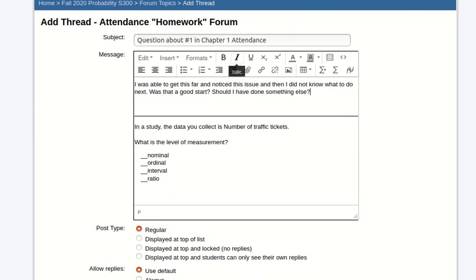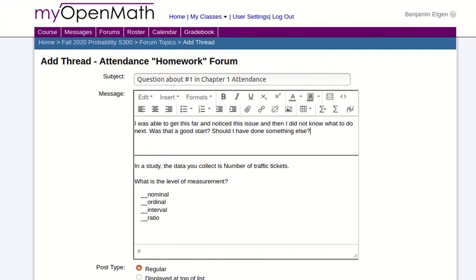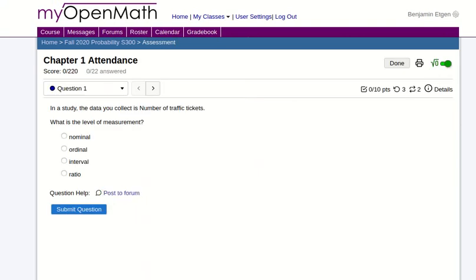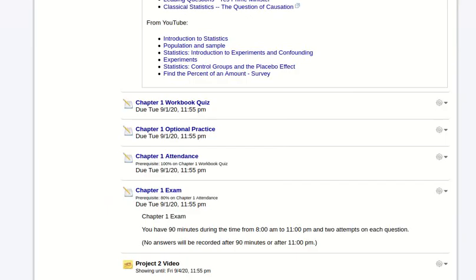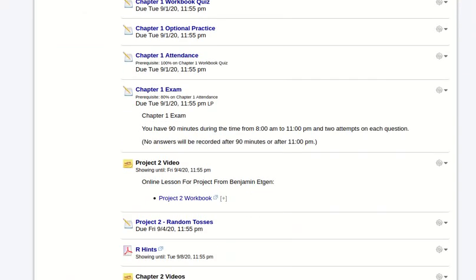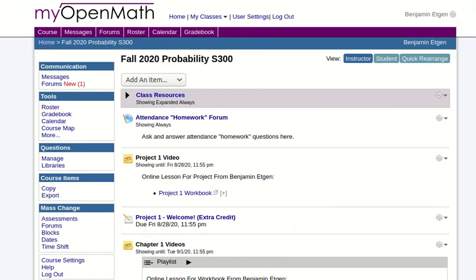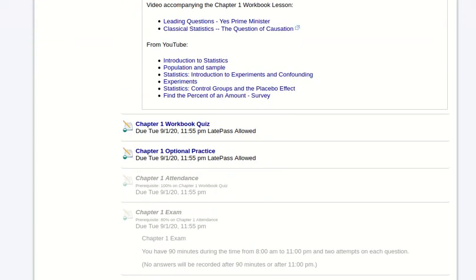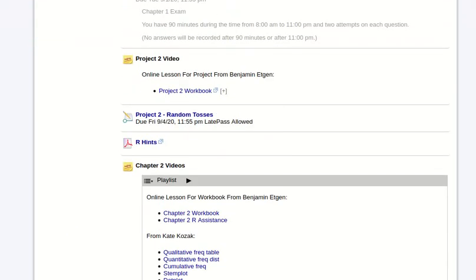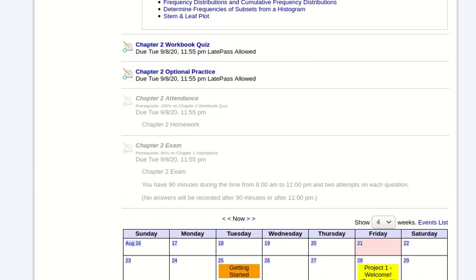Okay, so there's our forums. We've talked about the chapter exams. We've talked about that mastery model with the requirement that you get 80% on the attendance in order to get into the exam. Notice that, let's go back to the student side. Notice that you can see 2 projects and 2 chapter exams and homework all at the same time.